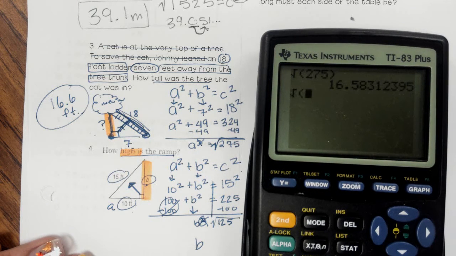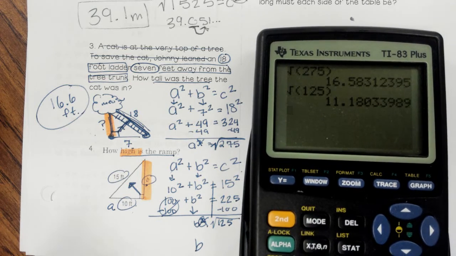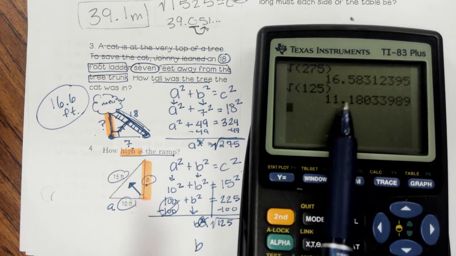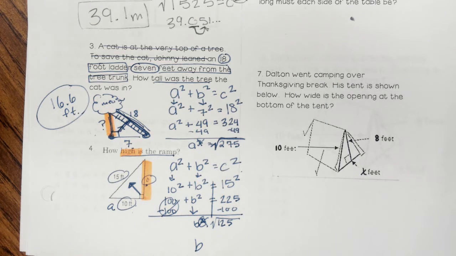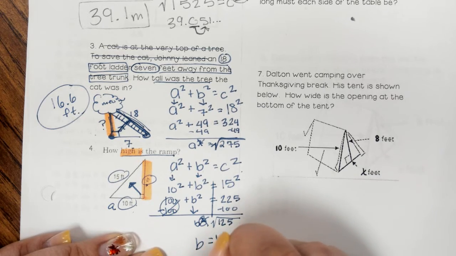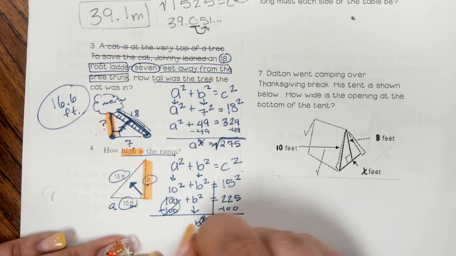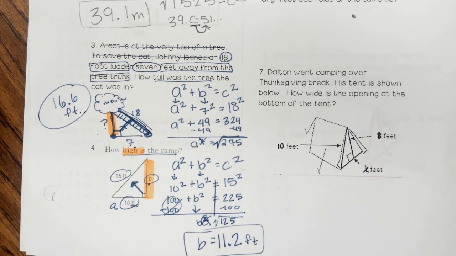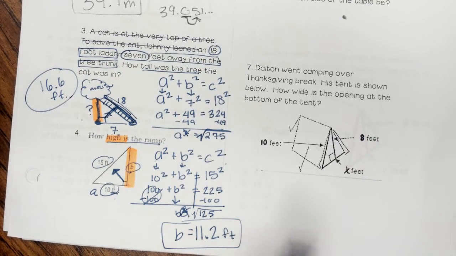the square root of 125 is 11.18. And again, we'll just round to the nearest tenth. So this will become 11.2. 11.18 is closer to 11.2. And this is measured in feet. That means the ramp was 11.2 feet high. That's a pretty tall ramp. Taller than most humans. All humans, I'd hope.